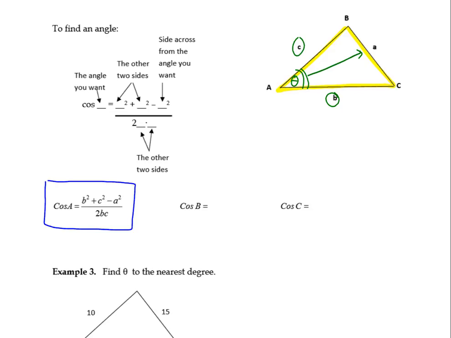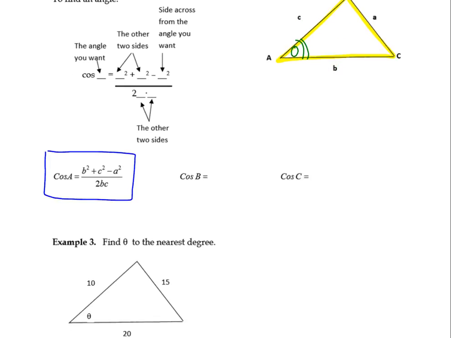Okay. And then divided by 2 times those two other sides, B, C. Really, it's the other formula rearranged. It's the same formula. It's just been rearranged for you. Isn't that nice? This is science. It probably wouldn't have rearranged it for you.